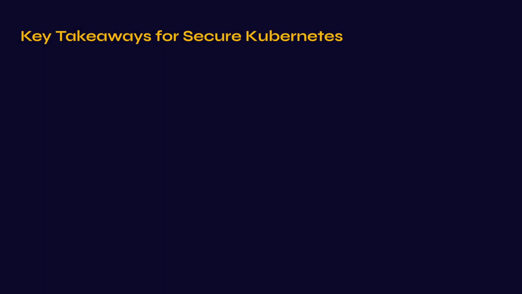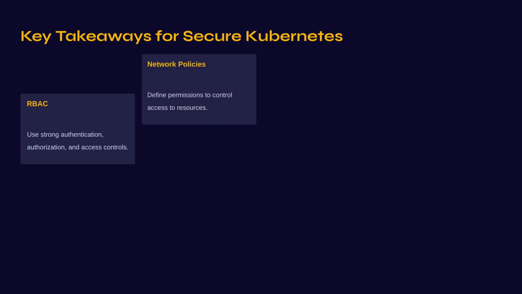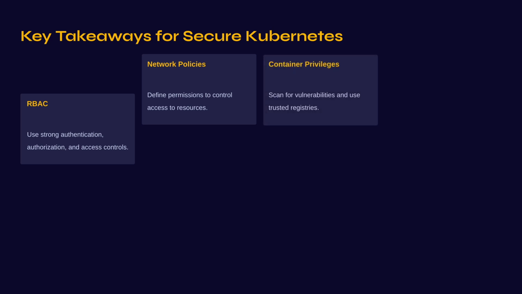Alright, let's quickly recap the top 10 best practices for securing your Kubernetes clusters. We've covered a lot today, so let's go over the key takeaways one more time. First, RBAC. Set up strong access controls so that only the right people have access to specific resources. Next, network policies. Control the flow of traffic between resources to add isolation and security. Next, container privileges. Avoid running containers as root and always scan for vulnerabilities. It's a simple step that goes a long way.